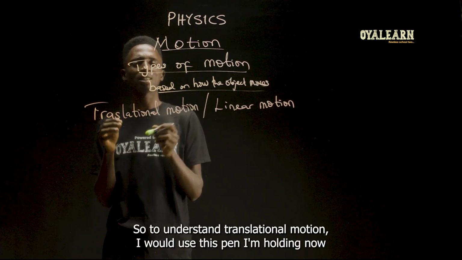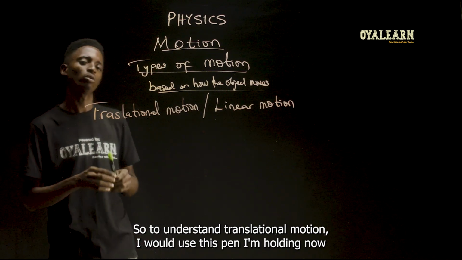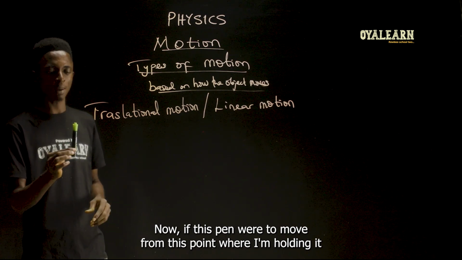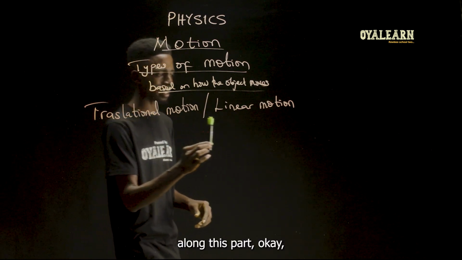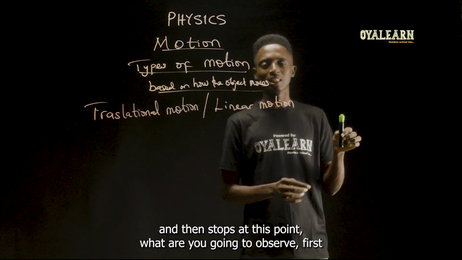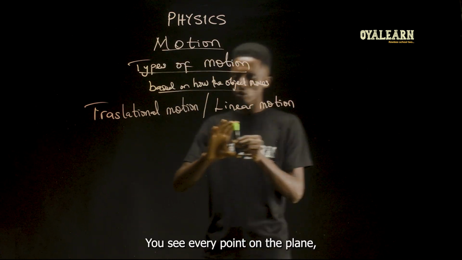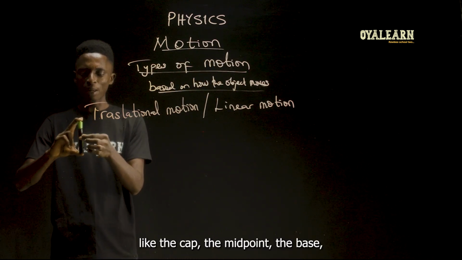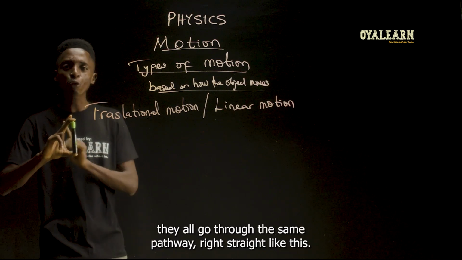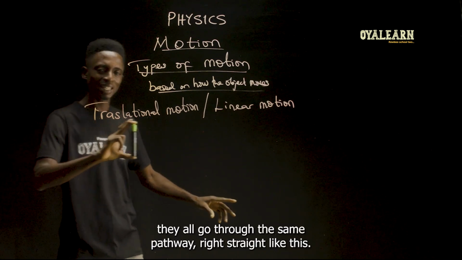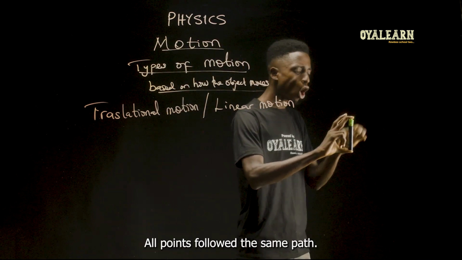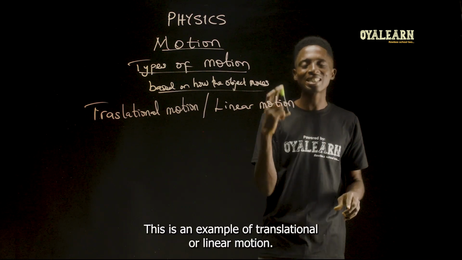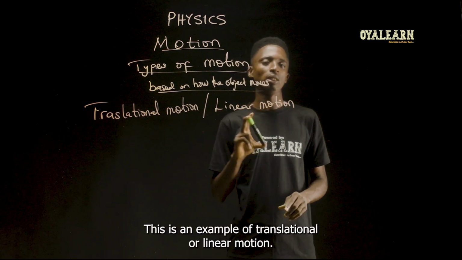So to understand translational motion, I'll use this pen I'm holding now to explain. Now, if this pen were to move from this point where I'm holding it along this path, okay, and then stops at this point, what are you going to observe? First, you see every point on the pen, like the cap, the midpoint, the base, they all go through the same pathway, right? Straight like this. All points follow the same path. This is an example of translational or linear motion.